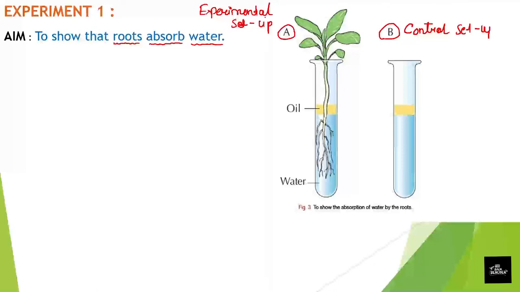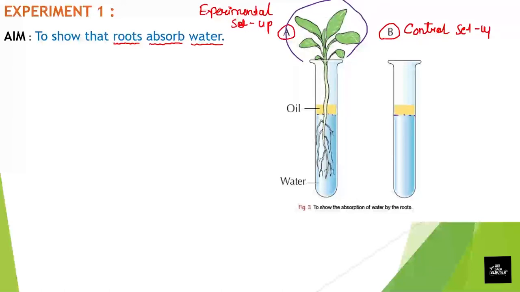So what are the things that we have taken in the experimental setup? First of all, we have taken a beaker. This is the beaker, all of you can see. Then we have taken water inside the beaker. So we have filled the beaker with water. You can see that this is the level of water. In setup B, we have also taken another beaker and then we have put the same level of water. The new thing that we have added in the experimental setup A is this particular plant.